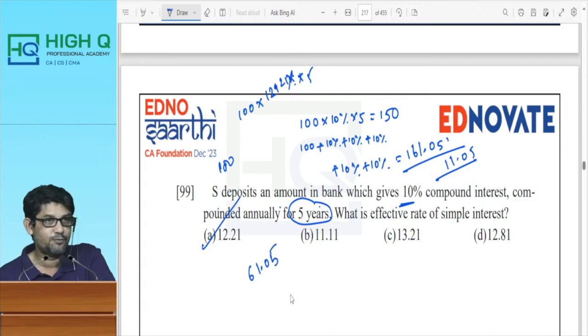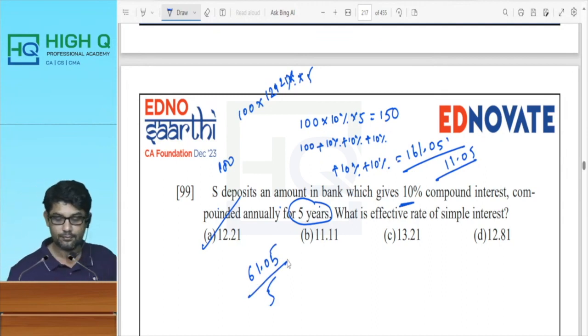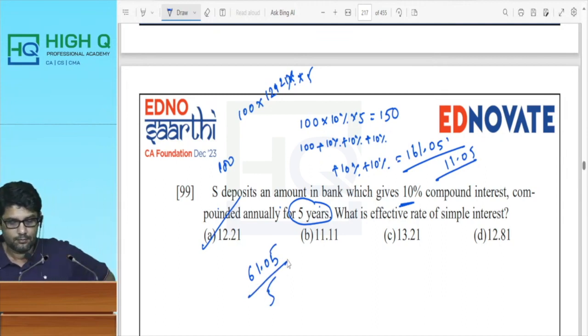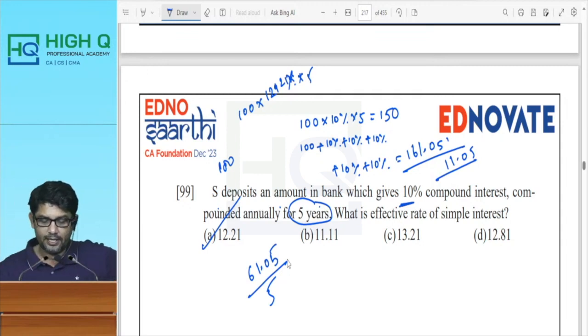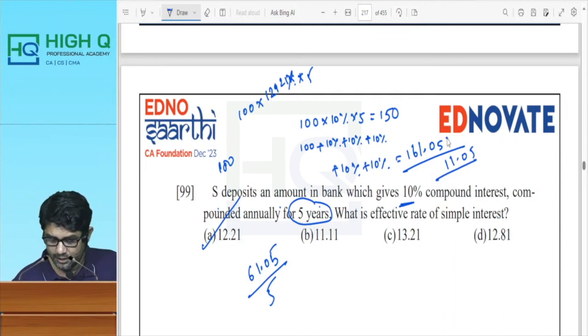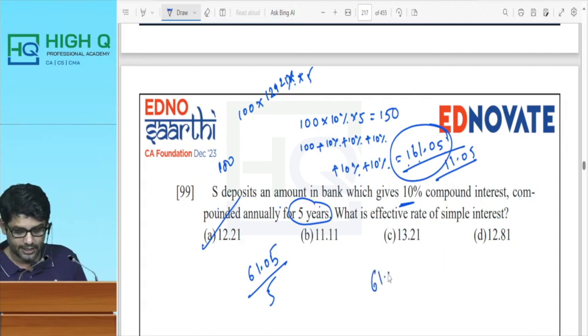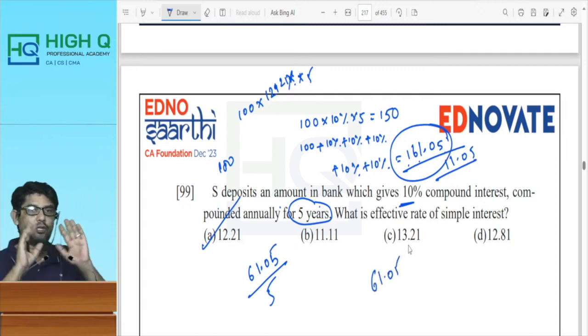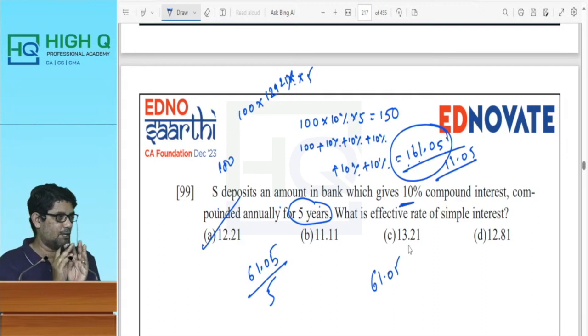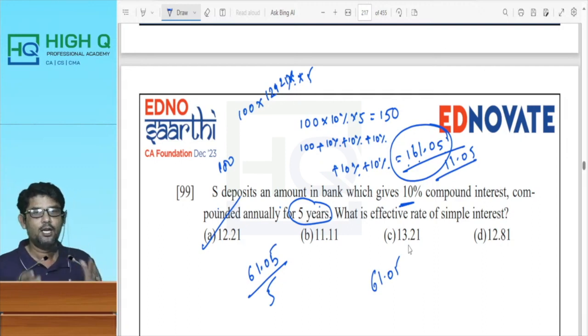Am I right, my dear? This is for 5 years interest. Now what you have to do? Divided by 5. Listen here, my dear. You don't even need to go up to this. Sir, 161.05. From the principal, how much is the interest we have calculated? 61.05. This is the total compound interest. Effective rate of interest we have to find out.